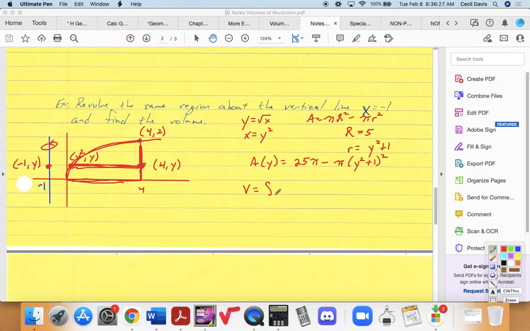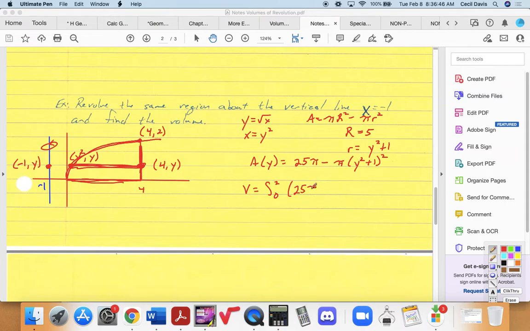-1 to 4. Both wrong. From 0 to 2. Right? -1 to 4 is what x changes from. Y changes from the bottom here, which is y is 0, till I get up to here where y is 2.